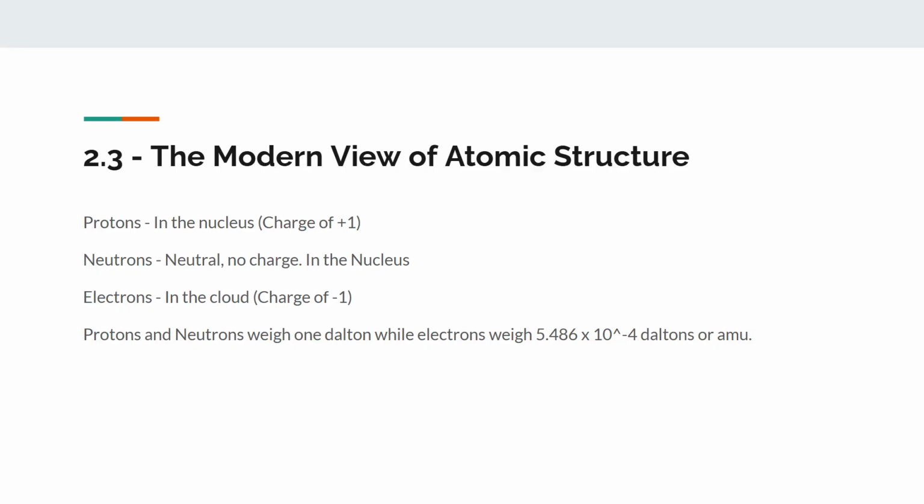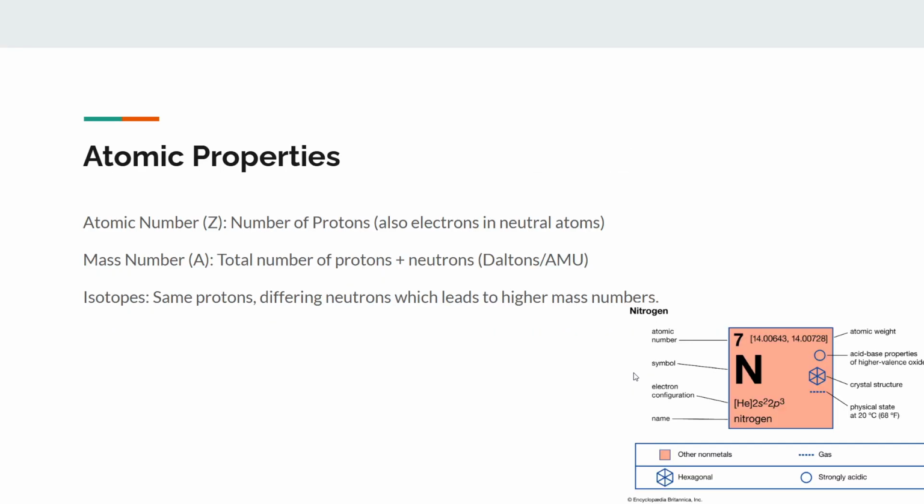And protons and neutrons weigh 1 Dalton, while electrons weigh 5.486 times 10 to the -4th Daltons. That's so negligible that we don't even count it, which is why we just say the weight is the protons plus the neutrons, because electrons will add this negligible amount, which nobody cares about.